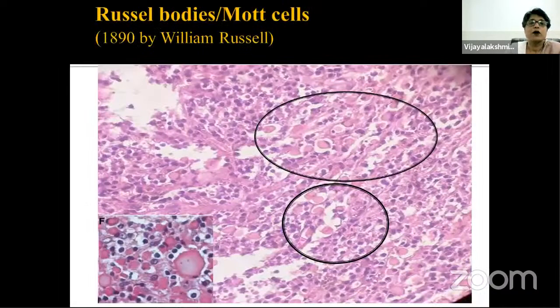Now coming to Russell bodies, also referred to as Mott cells, which were first recognized by William Russell in 1890. They appear in the H&E stained section as an eosinophilic round mass with an eccentrically placed nucleus. These are nothing but plasma cells which have immunoglobulins within them. This is a higher magnification of the same, where you can see a good amount of eosinophilic material with a peripherally placed nucleus.